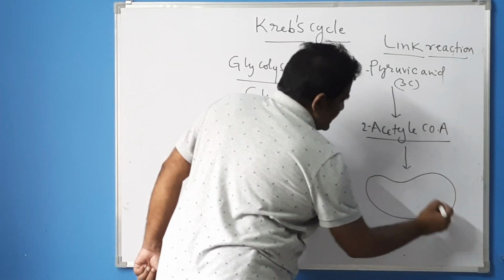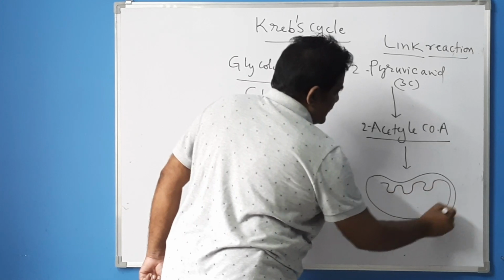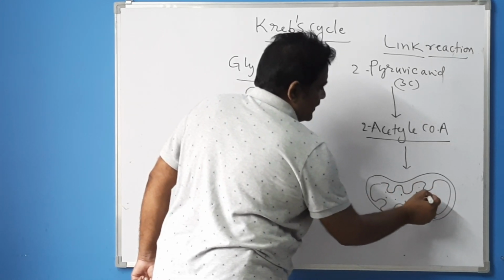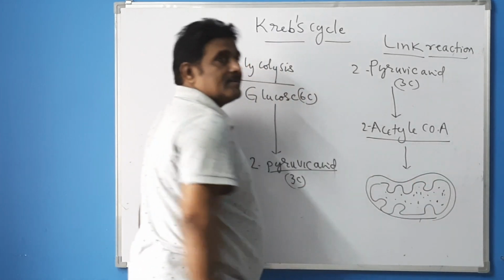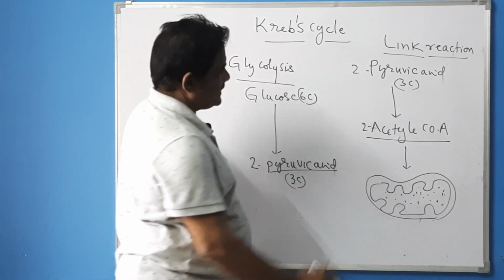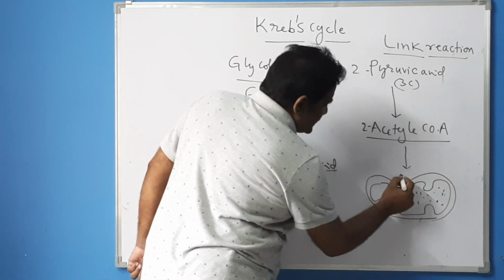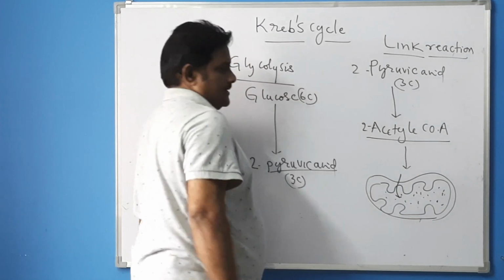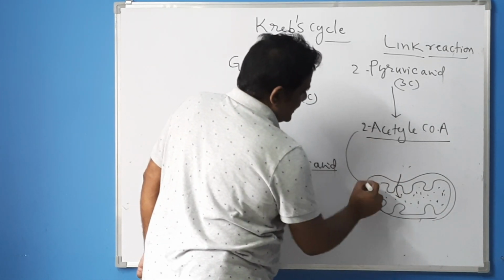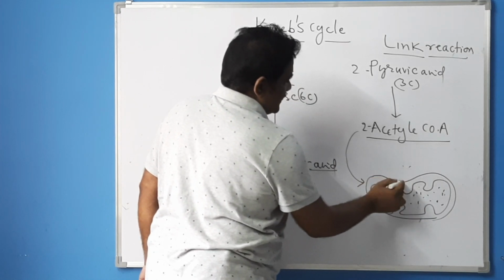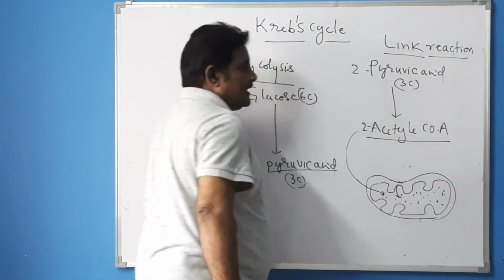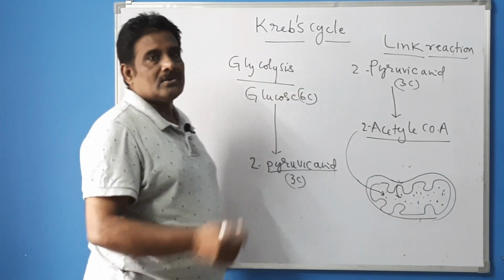Here you see this is the mitochondria. This is the matrix of the mitochondria, where you will find a number of enzymes which are responsible for the Krebs cycle reactions. The acetyl coenzyme A enters in this form. That point you have to understand. This will participate in the Krebs cycle reactions. That point you have to understand.